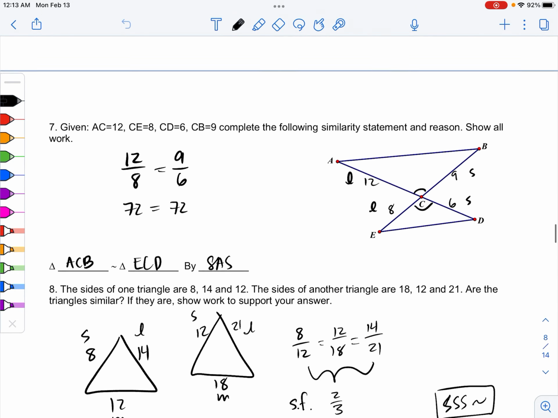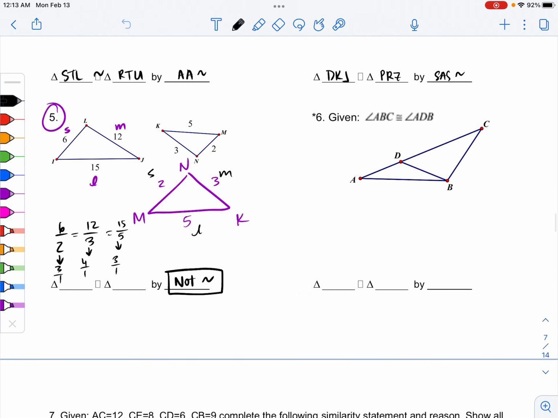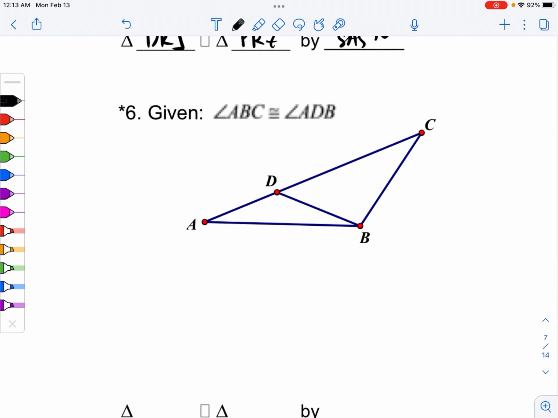Okay, now I want to go back a little bit and talk about this particular problem, number 6 in our practice packet. So go ahead and open up this practice packet because this particular problem is very interesting.